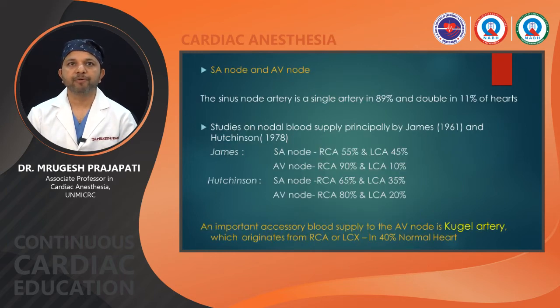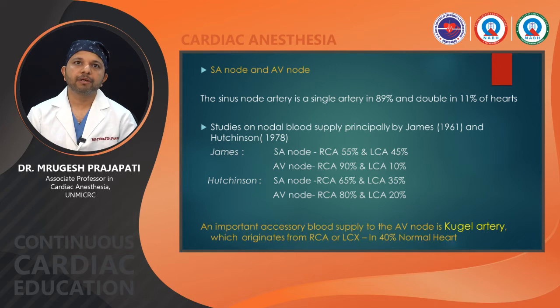SA node and AV node. In the majority of individuals, the SA node and AV node are supplied by the right coronary artery, but in some individuals they may be supplied by the left circumflex artery. The AV nodal artery arises from the dominant coronary artery in the majority of individuals, but in some individuals it may arise from the left circumflex artery.